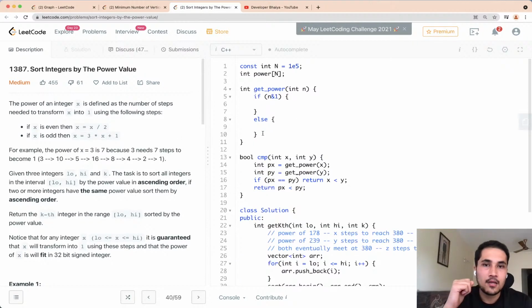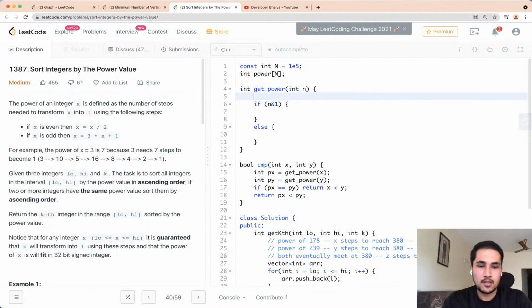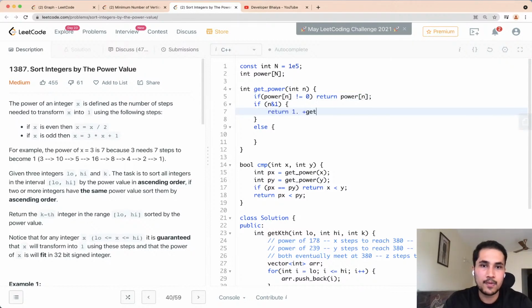All right. So what we can do is, if power of n is not zero, it means that we have already calculated it. So let's return power of n. Else, we can do something as simple as if it's odd, return 1 plus get power of 3 star n plus 1, right?